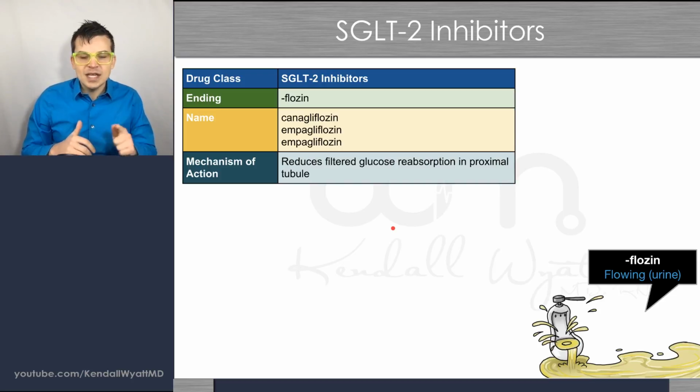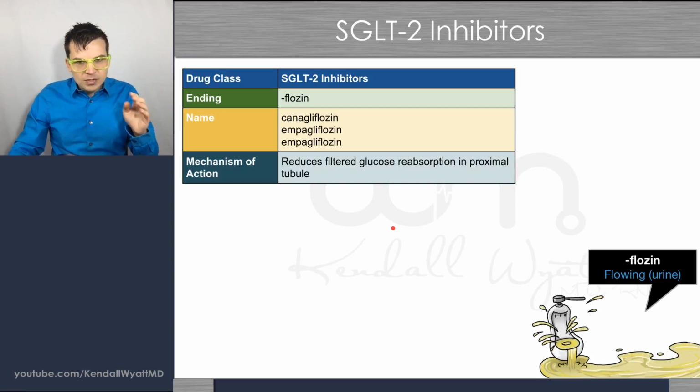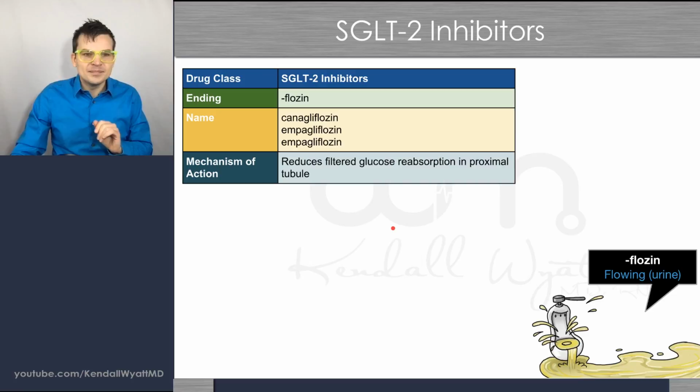It's going to make a lot more sense. Because what's the mechanism of action of these medicines? Well, they reduce the filtered glucose absorption in the proximal tubule of the nephron, right? So in the nephron, nephrons are in the kidney, kidneys make urine, flows in. Just remember the flows in. Yeah, it makes sense, I know.